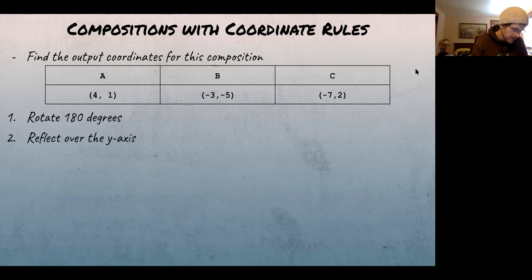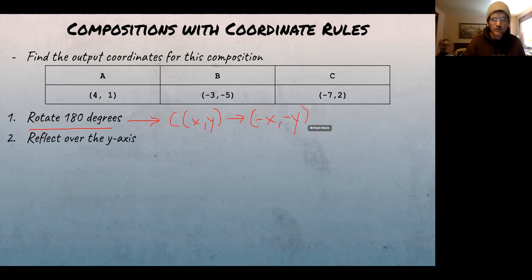Okay, so let me kind of show what's happening here. I want to convert this into a coordinate rule. Rotating 180 degrees, I go to my reference sheet. I say, what is the coordinate rule for rotating 180 degrees? And I see it's this one right here. Okay, and that's it. I just copied that rule. I don't have to have it memorized. I just saw when you rotate 180 degrees, this is what happens to your coordinate. Very good. And then I'm going to reflect over the y-axis.